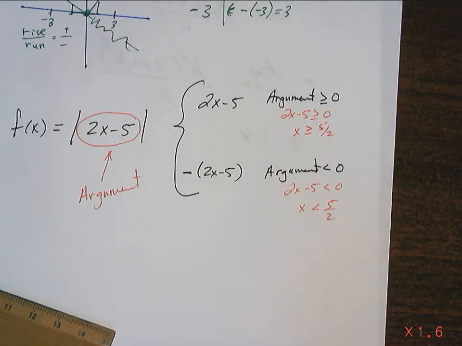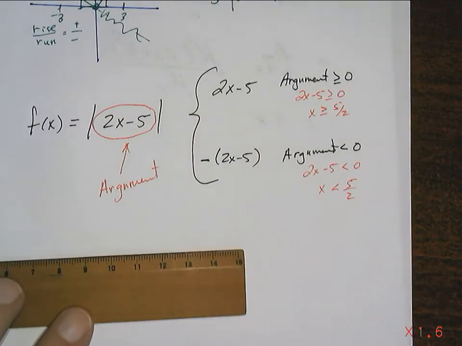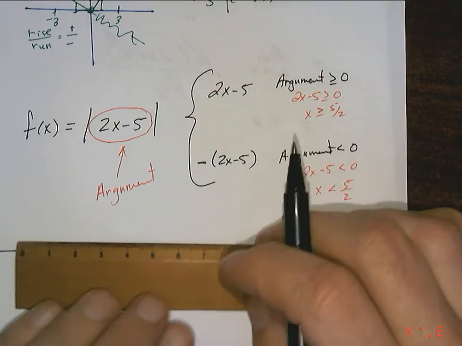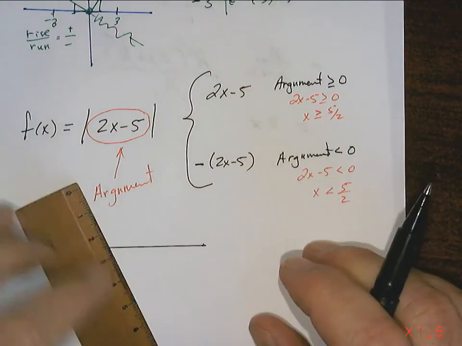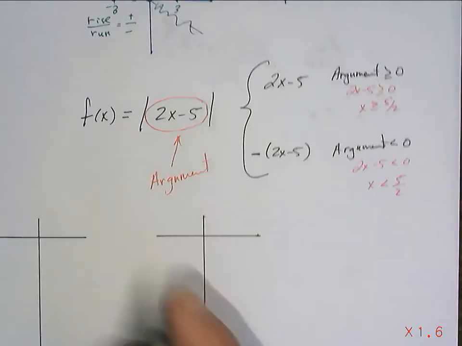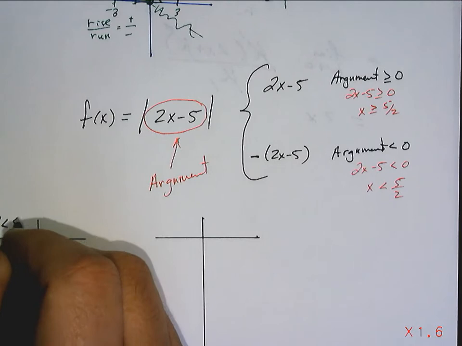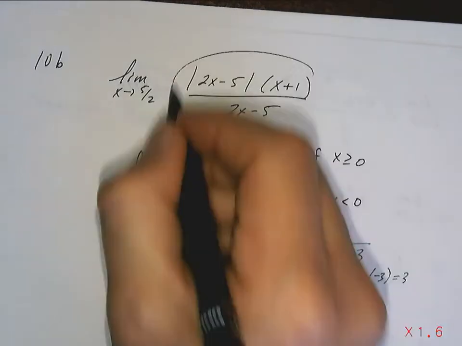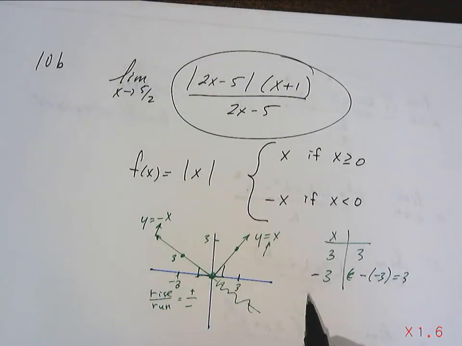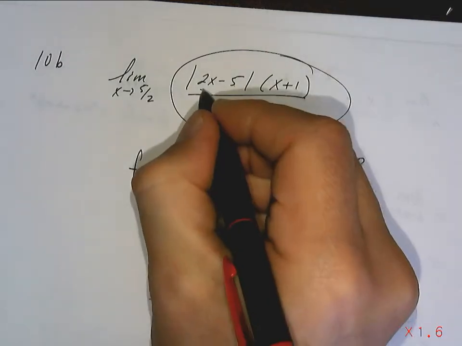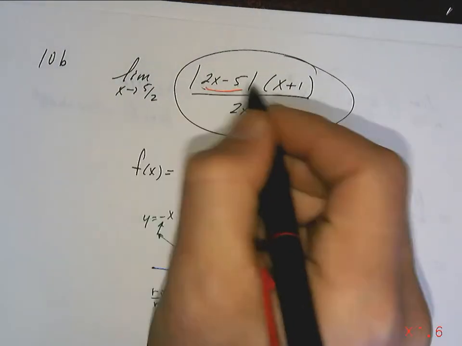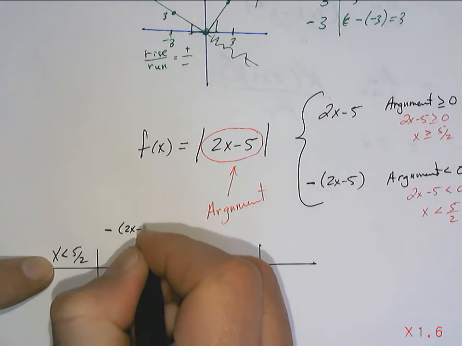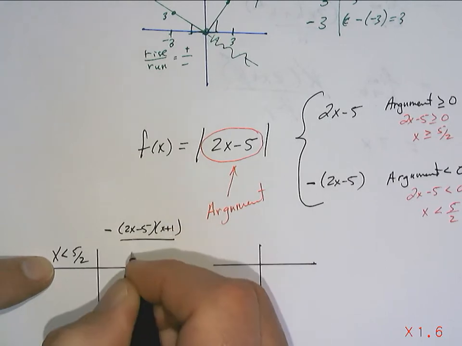Okay? So when I go to do a question like this, and if I'm going to use charts, when I look at all the values that are going to be less than 5 over 2, then my range is going to be dictated. Remember, this was the original. If the argument of what's inside here is negative, then I have to put a negative on the outside of the absolute value bar. So this is going to be negative 2x minus 5, x plus 1, all over 2x minus 5.